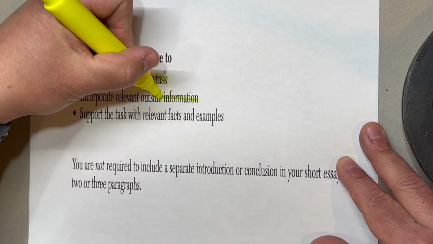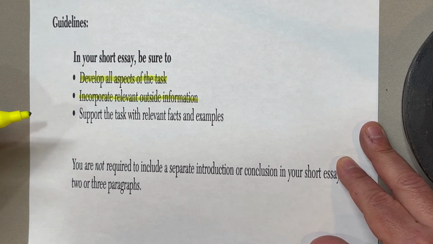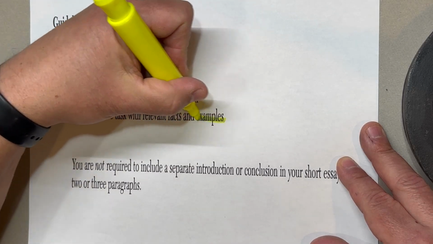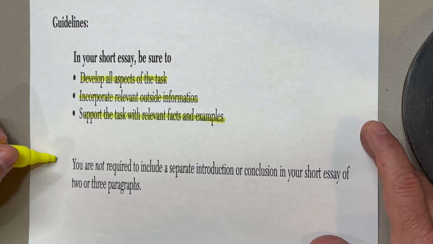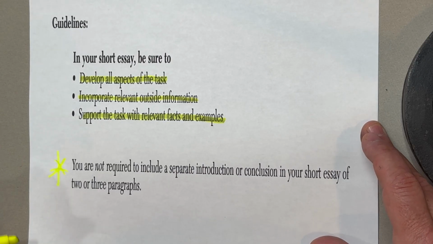Outside information, this is where you're showing your knowledge base beyond these documents. Anything you know outside of these documents that relates to these documents, that's outside information. And then finally, it says support the task with relevant facts and examples. This is where you clearly want to use evidence directly from the documents provided to you. Not from other lessons in the past, not from things you recall and you remember. That's great for the outside information, but you need to make sure you're using the documents they gave you. You do not need an introduction or a conclusion for this short essay. For the civic literacy essay, you will, but not for this one.